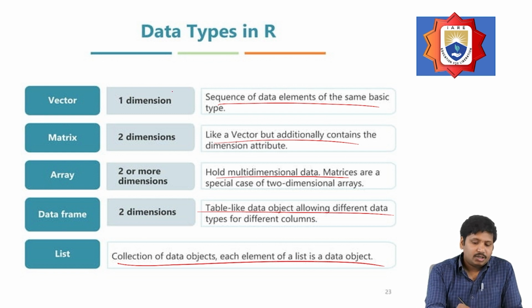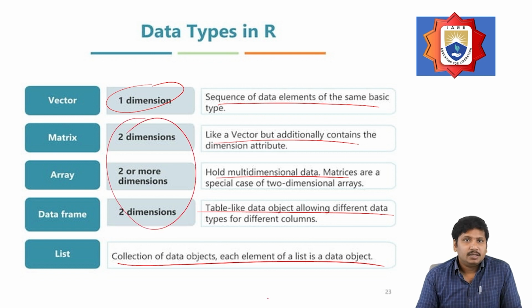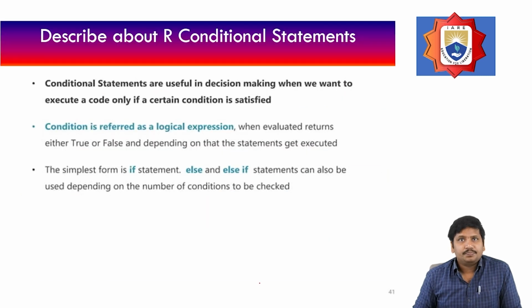So all these vectors should be one dimension, and everything else should be matrix, array, and data frame, so more than two dimensions. And this is also going to be a dimension, but it is going to hold different kinds of objects.